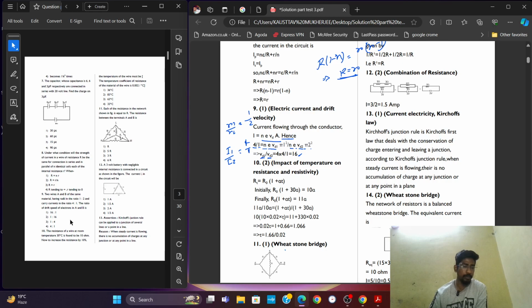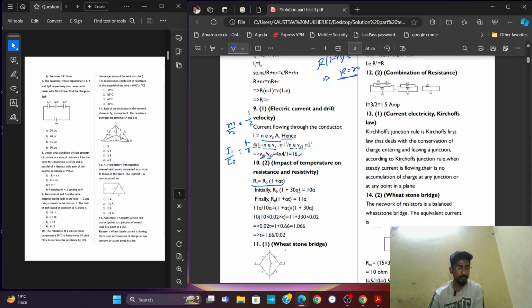The resistance of a wire at room temperature, 30 degrees Celsius, is found to be 10 ohm. Apply this formula, the temperature coefficient. You have to calculate the temperature to increase the resistance by 10%. That means at first the resistance was 10, so the final resistance would be 11. Okay, 10% means 11.